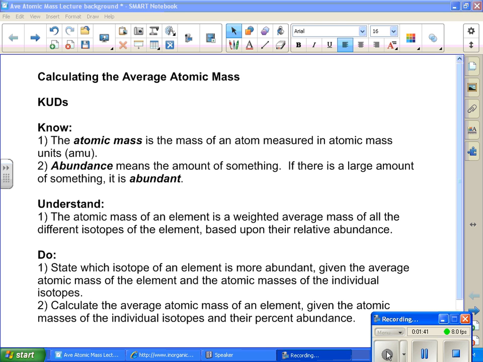And then by the end of this lecture, you should be able to state which isotope of a particular element is more abundant, given the average atomic mass of the element and the atomic masses of the individual isotopes. We will go through an example of that. And you should be able to calculate the average atomic mass of an element given the atomic masses of the individual isotopes and their percent abundance. And we will work through an example of that as well.